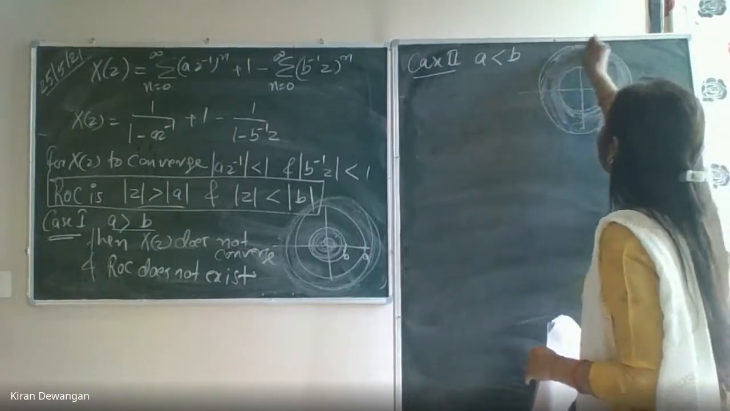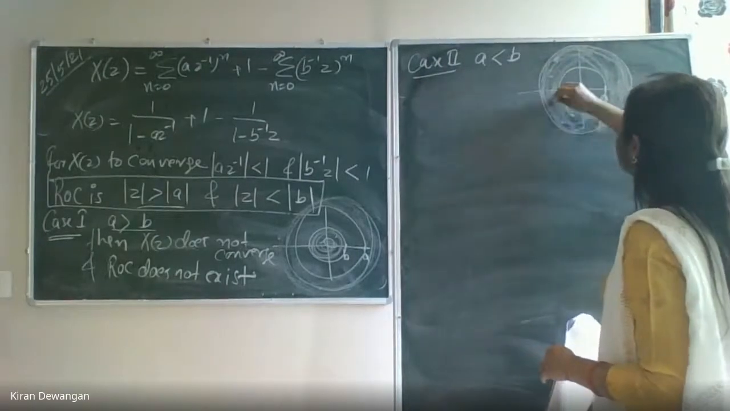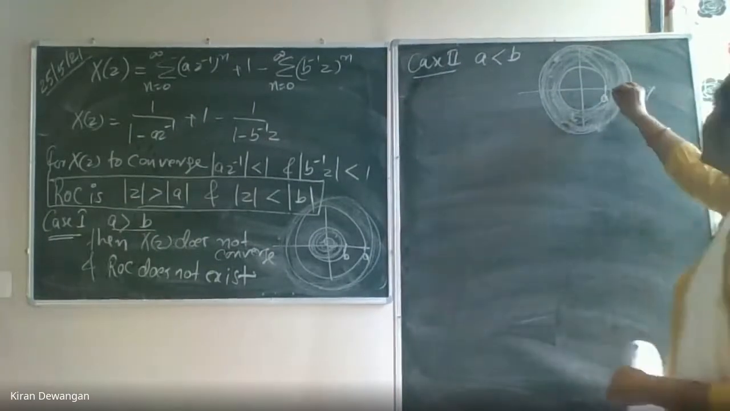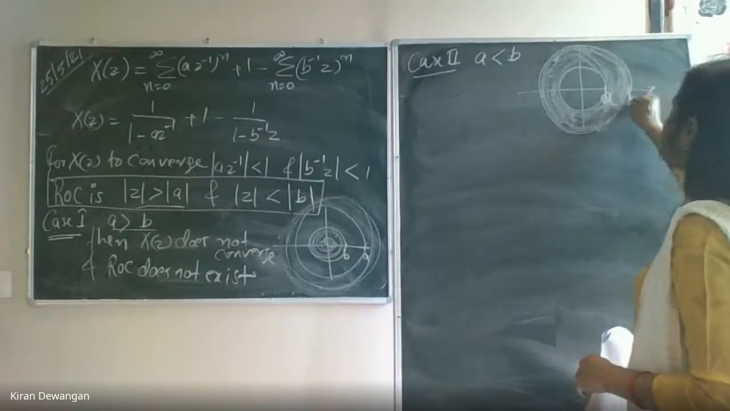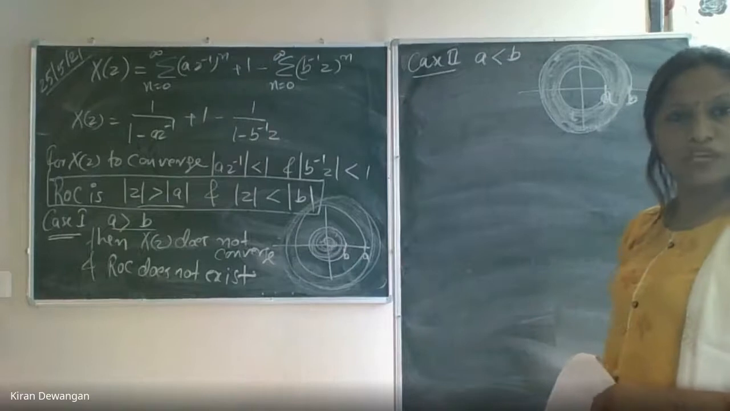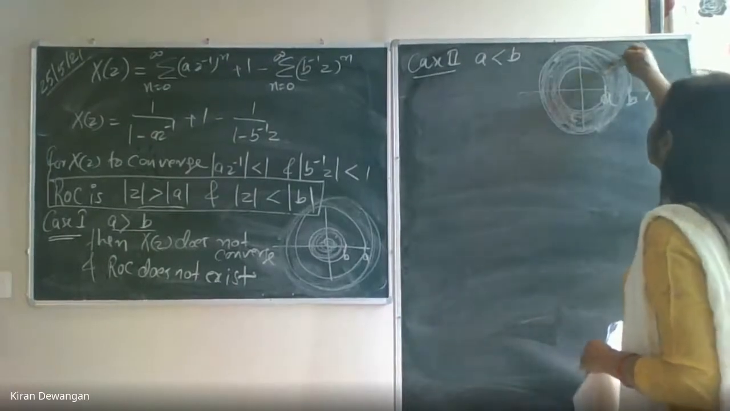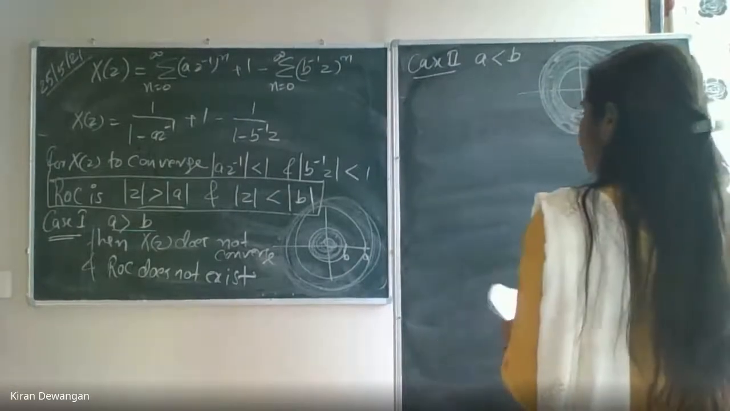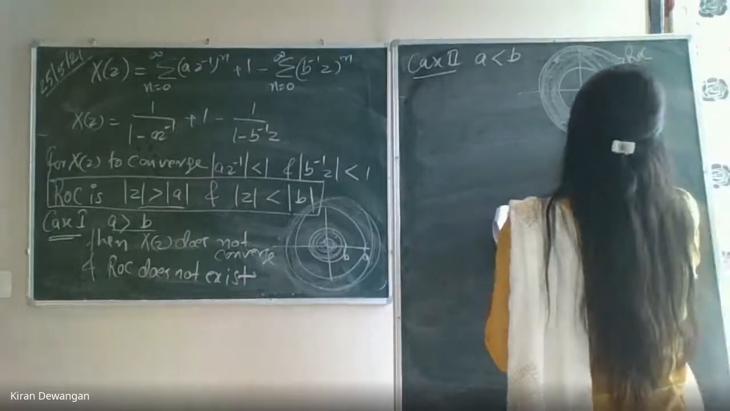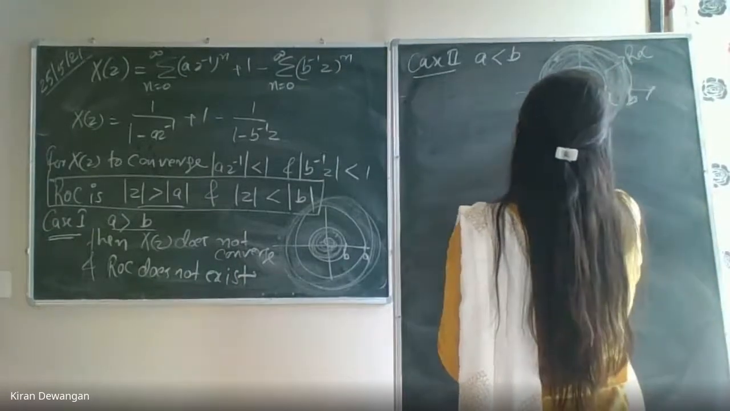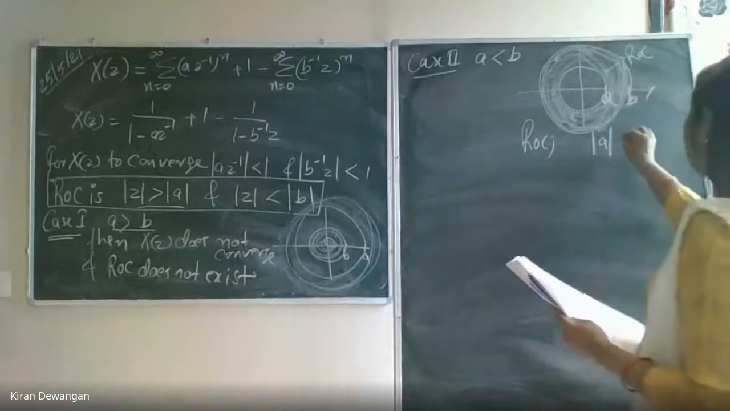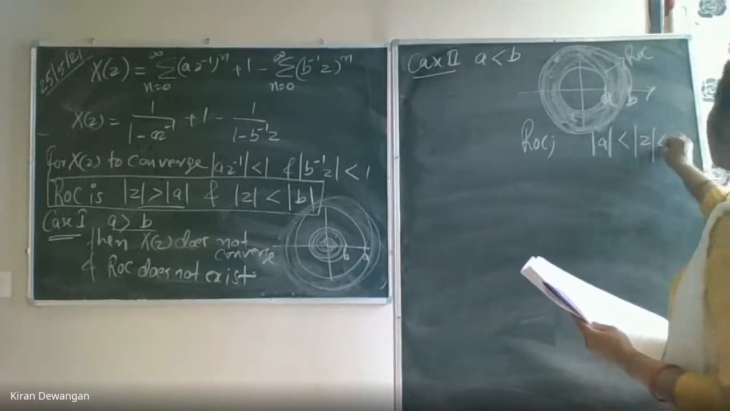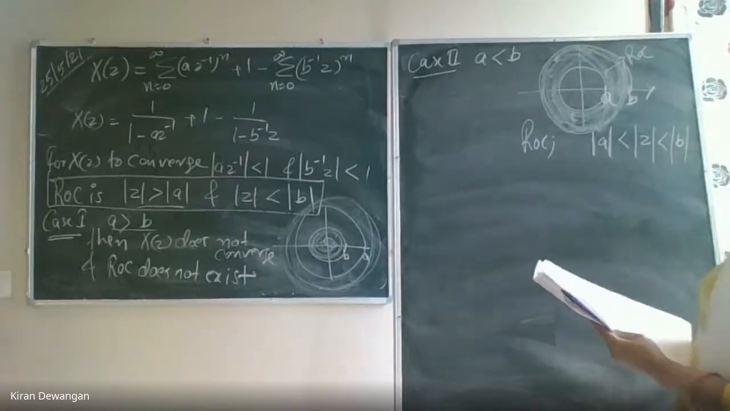ये पूरा region common हो जाएगा. ठीक है. So this region is going to be our ROC, final ROC. ठीक है. Which is outside the circle of radius A and inside the circle of radius B. Clear? So this is going to be our ROC. तो ROC हम कैसे लिखेंगे? How we will write the ROC? That is, the ROC is mod of A less than mod of B, that is greater than A, then less than mod of B.